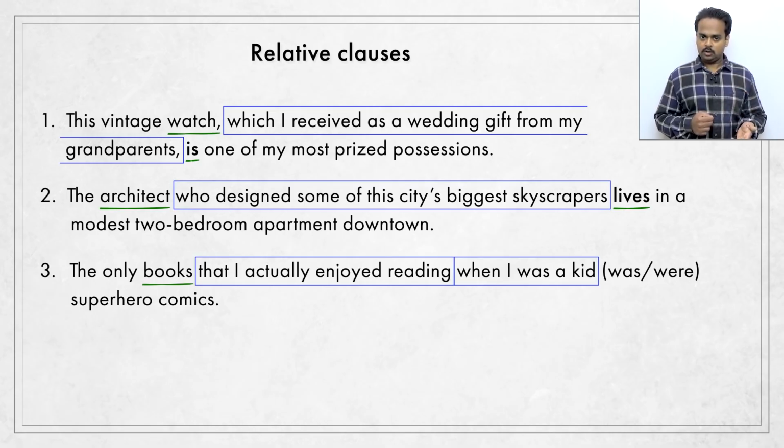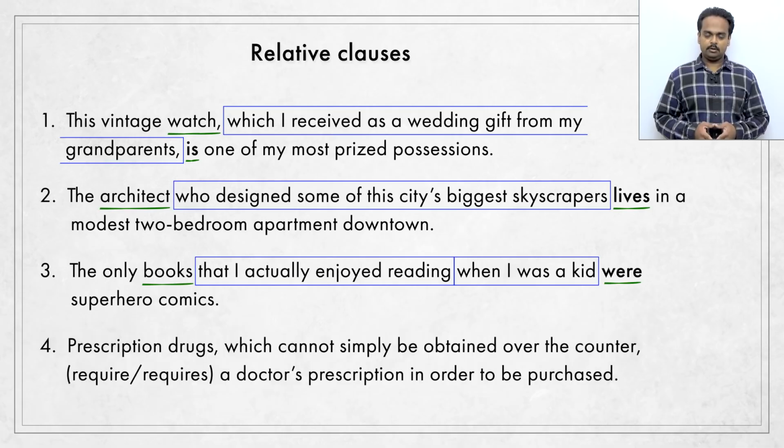This is a plural noun, so the only books that I actually enjoyed reading when I was a kid were superhero comics. This might sound a little strange to you because we have the word kid, which is singular. So we feel like the verb should be was. Because in conversation, we normally say the kid was running, the kid was playing, and so on. But the important thing is that kid is not the subject here. It's just part of that relative clause. The verb should agree with the subject of the sentence, which is books in this case.